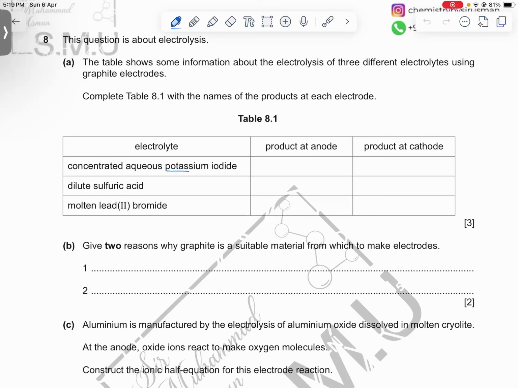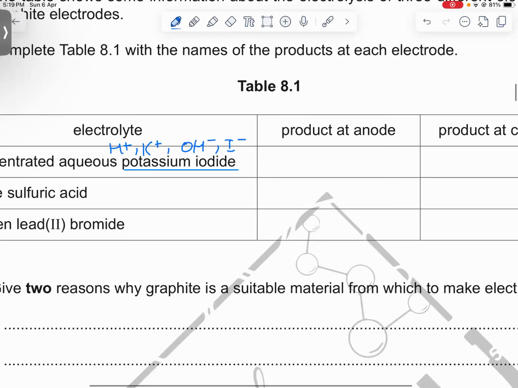All right. So because it is aqueous, it must contain the H positive ion, the K positive ion, and then it must contain the hydroxide ion, OH negative ion, and it must contain the iodide ion. Whenever, in cations, you don't really have to do anything. You just have to see which is less reactive. Since H positive is less reactive than K, therefore, the product at the cathode would be H2.